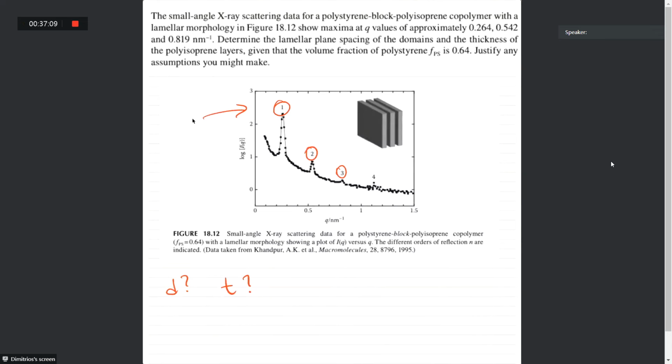Four. Nope. Dorian, that's not the right answer. Have another go. Think of the volume fraction of polystyrene. Why is this given, and what can you do with that? Anyone else for the lamellar plane spacing?